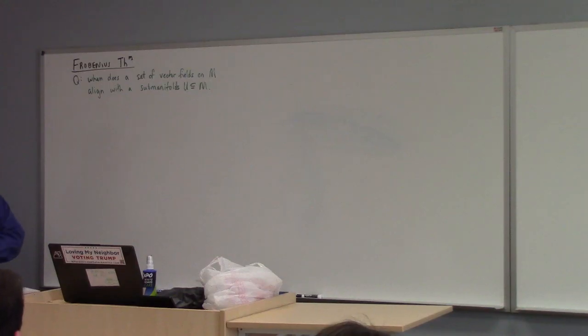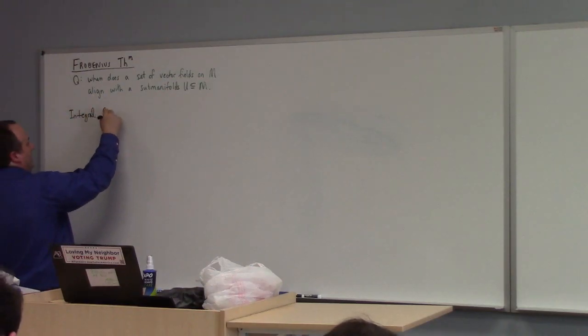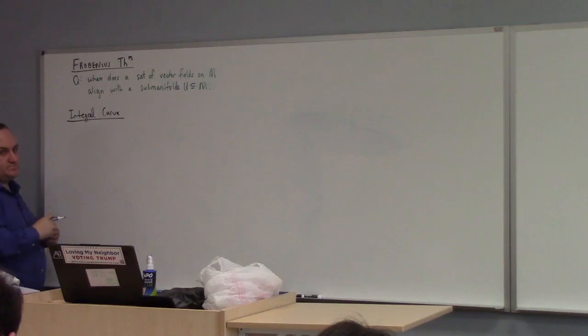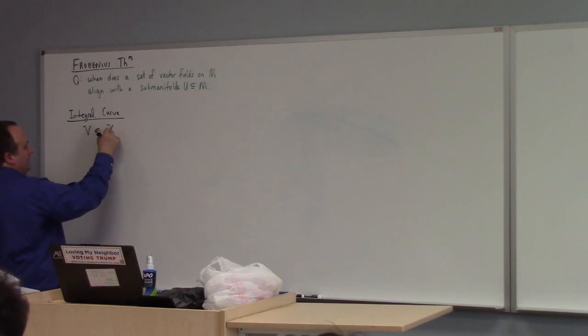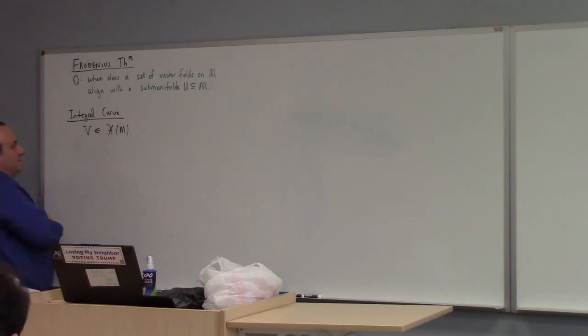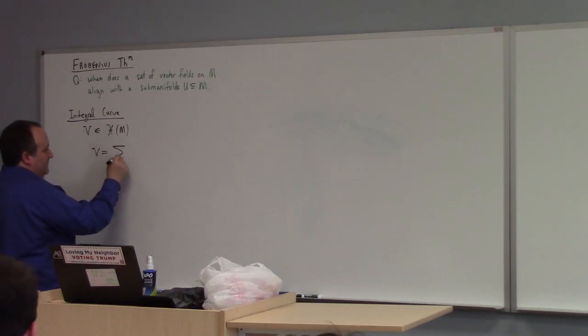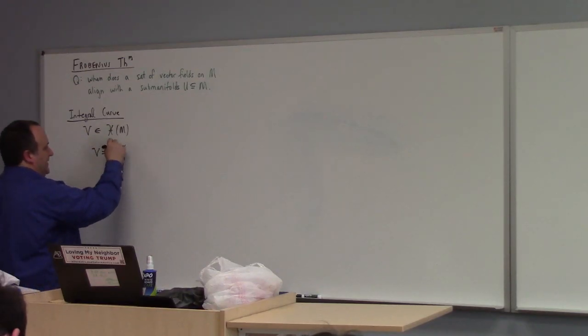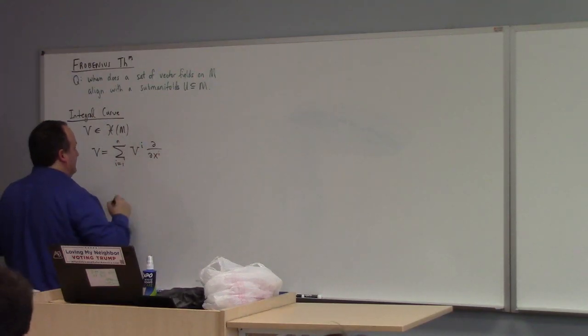But all right. So the simplest case of this is the case of an integral curve, so we'll start there. Suppose you have a vector field. We're talking about something like V equals the sum, i equals 1 to n, of V upper i, partial x_i, right?